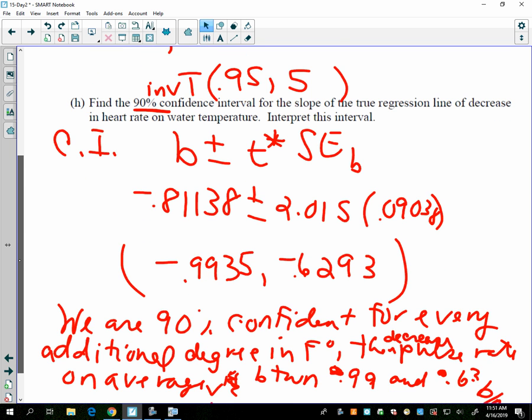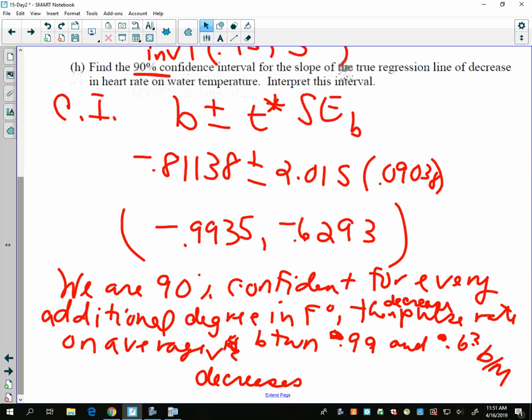All right, now H says find the 90% confidence interval. So we rejected the null, right guys? Now again with that duality concept, should 0 be in this interval if we reject the null? No. That's like a biggie. They ask that a lot. The confidence interval is just b plus or minus t star times standard error of the slope. You have your slope at negative 0.81138 plus or minus. How do we get the t star?